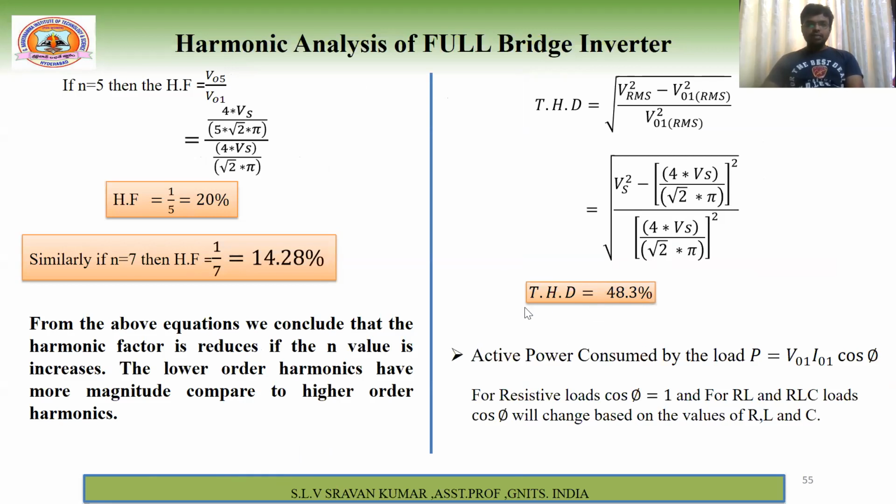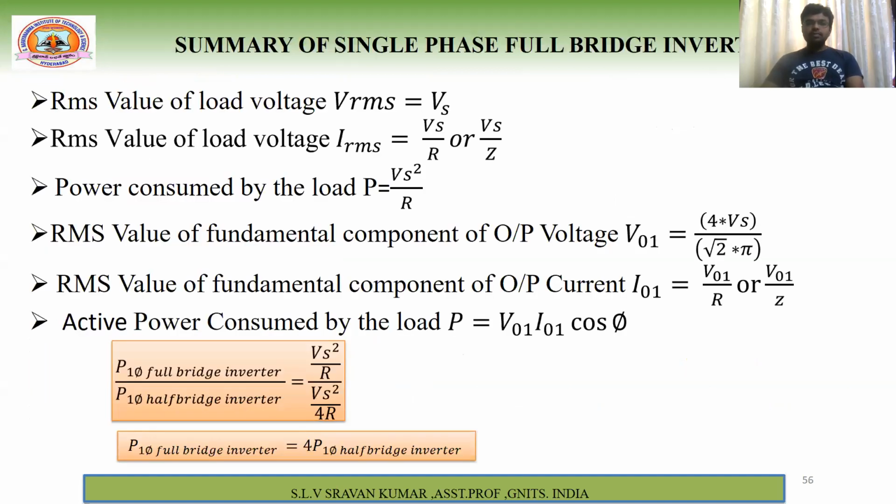Right? And in the last class I already discussed, as the harmonic factor reduces, that means if the n value increases, the lower order harmonics have higher magnitude compared to higher order harmonics. This is just a summary of what I have discussed.